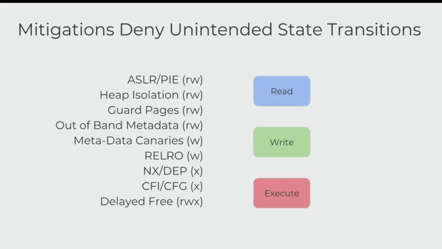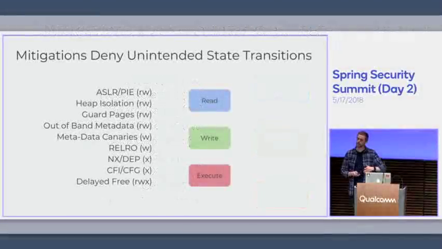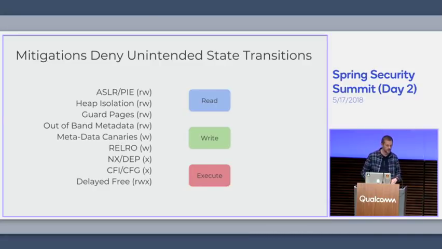And how does it do that? Well, you don't know where to read or write if you have an absolute read or write, because it's changing location every time. Things like heap isolation, which I'll talk about in a little bit. Guard pages, out-of-band metadata, right? So all those original heap overflow exploits, like unlink exploits from 10, 15 years ago, they no longer work because some of that metadata has been moved out of band, and I'll explain that as well.